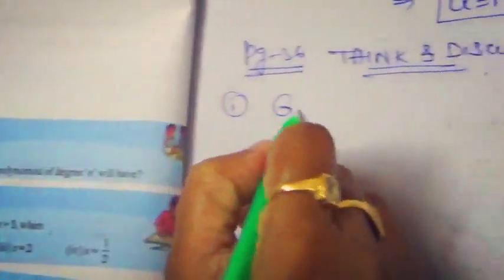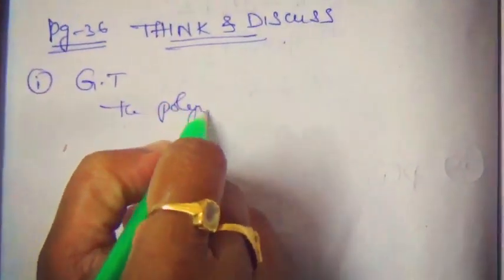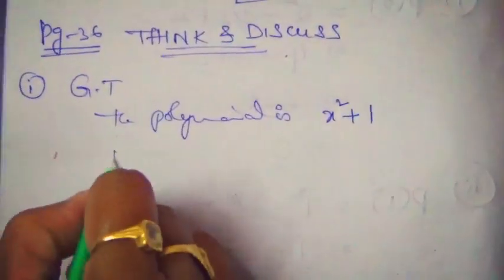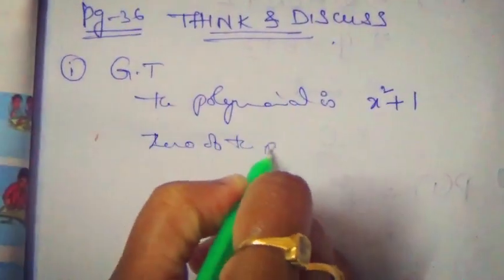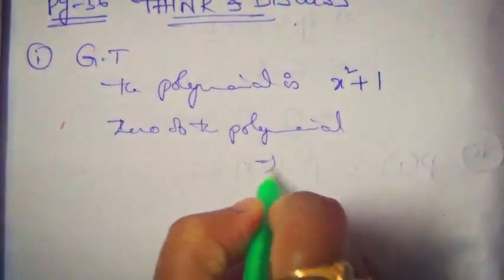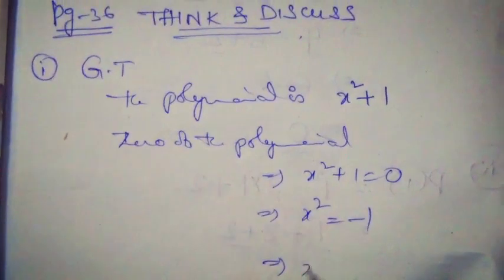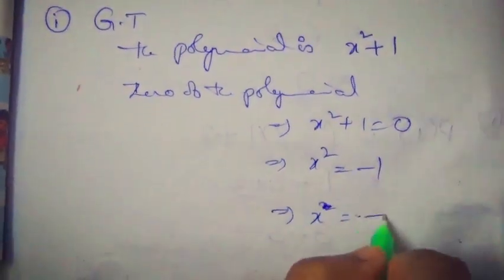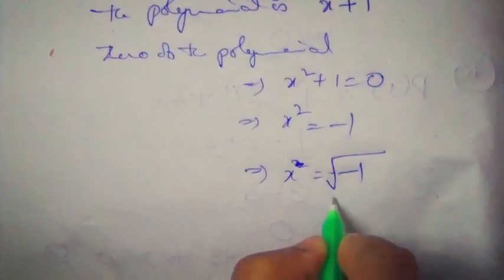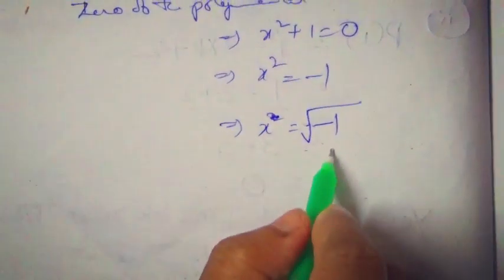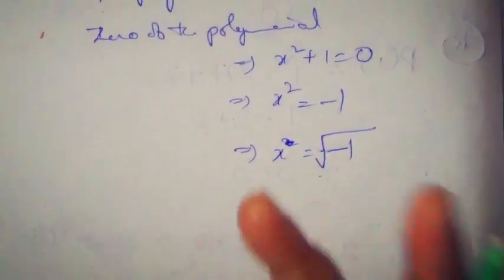Okay, so what is the first question? X square plus 1 has no zeros. Why? So first of all, look here, given that the polynomial is x square plus 1, right? The zero of the polynomial, that is x square plus 1 is equal to 0. X square is equal to minus 1. X is equal to square root of minus 1. But in the square root there is a negative number. For a negative number we are taking it as imaginary numbers.